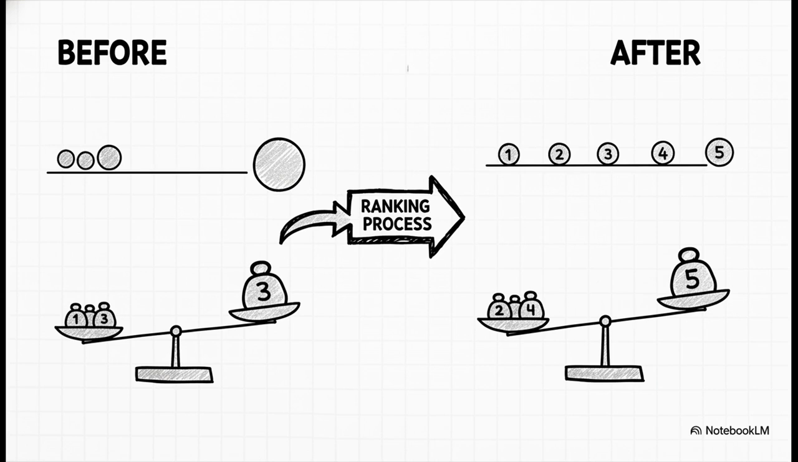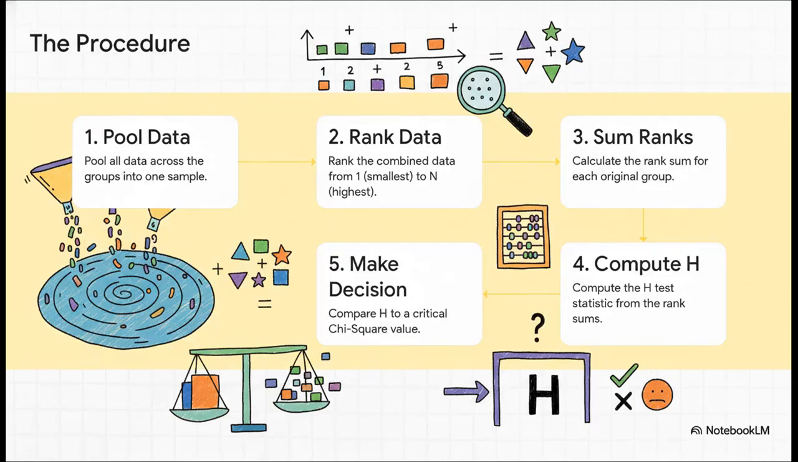And that is a huge, huge advantage over a test like ANOVA that's based on averages. And the actual process? It's really just a simple, elegant logic. You pool all the data together, you rank it from smallest to largest, then you add up the ranks for each of your original groups.